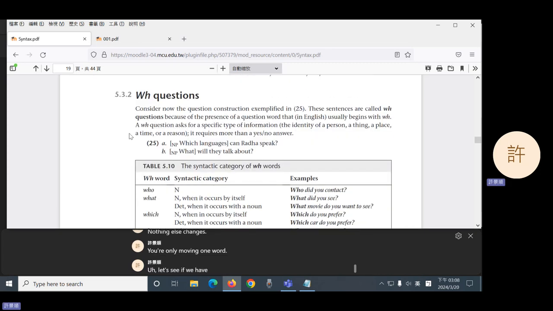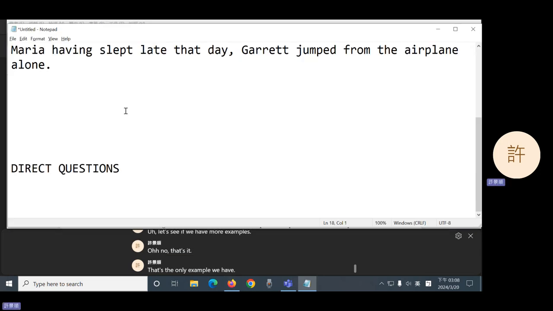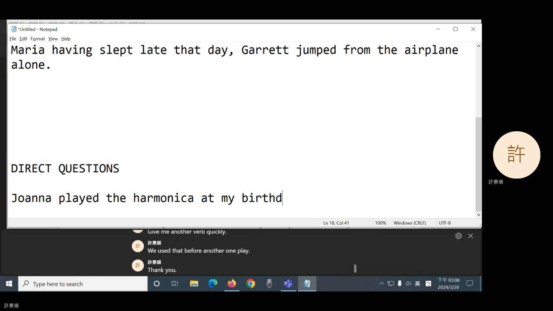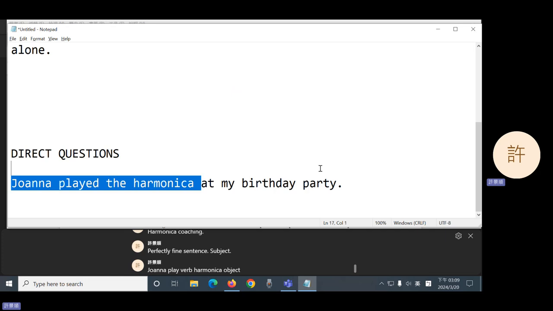Let's see if we have more examples. Oh, no, that's it. That's the only example we have. You can turn any sentence into a question, right? Give me another verb, quickly. We used that before, another one. Play, thank you. Harmonica coaching. Perfectly fine sentence. Subject, Joanna, play, verb, harmonica, object, and everything else.